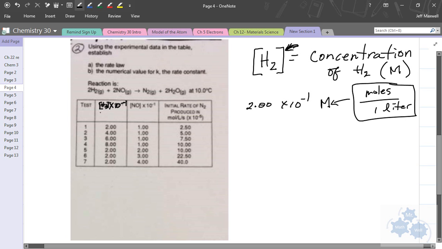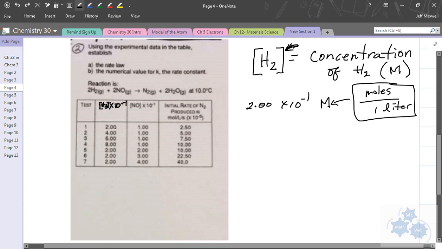So, as we go back to the chart here, let's see. Hydrogen concentration is 2 times 10 to the negative 1, or 0.2. NO's concentration is 1 times 10 to the negative 2. And we're given a rate of reaction. So they've allowed this concentration and this concentration to react, and they've noticed that we have a certain rate of reaction.